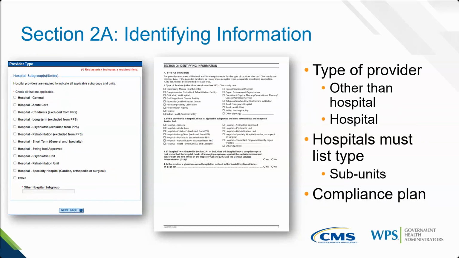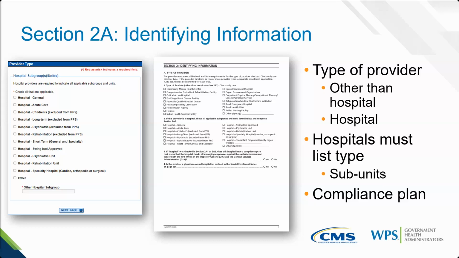The next section you'll get into is going to be section 2A, also known as the provider type in PACOS, but it's the identifying information. So here both formats are asking information about what type of provider you happen to be. So for instance, if you're a hospital, it'll be section 2A1. Those are all entities that are considered other than hospital.